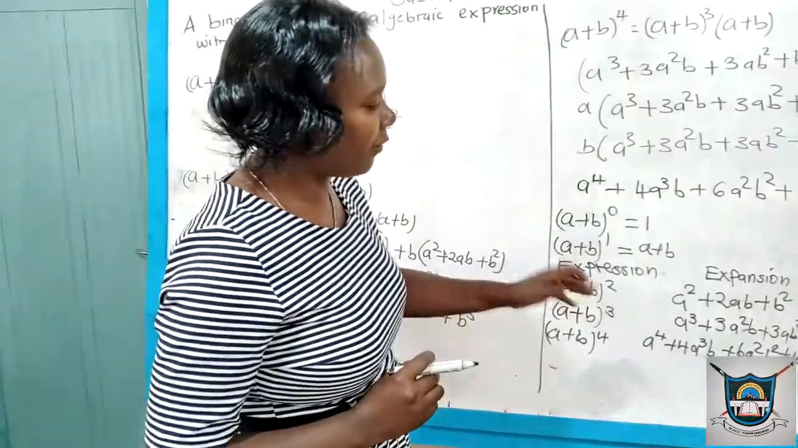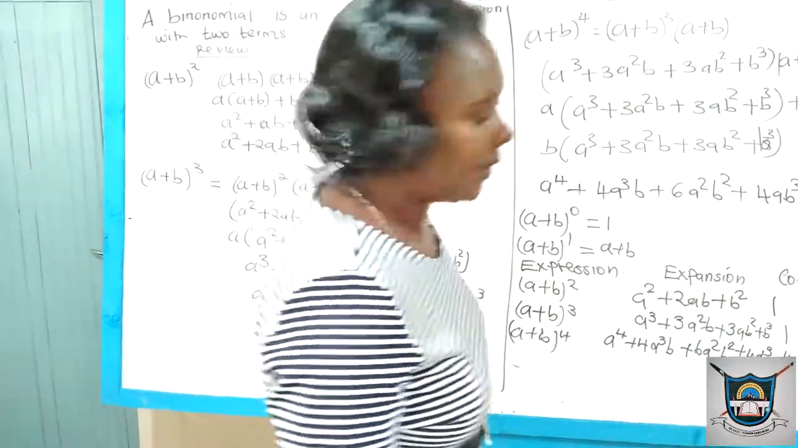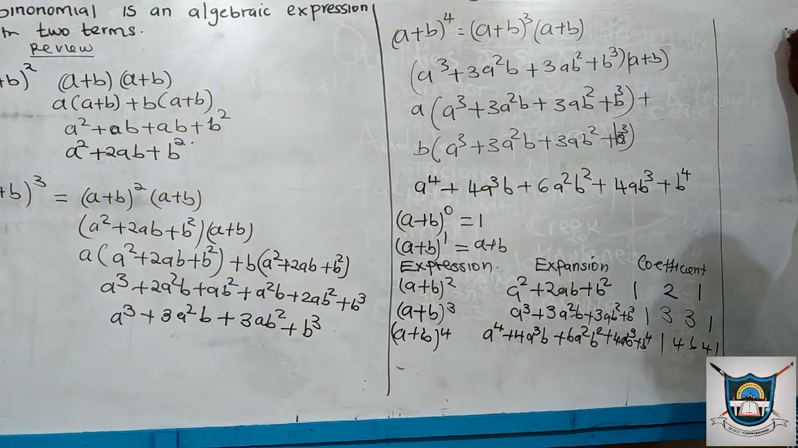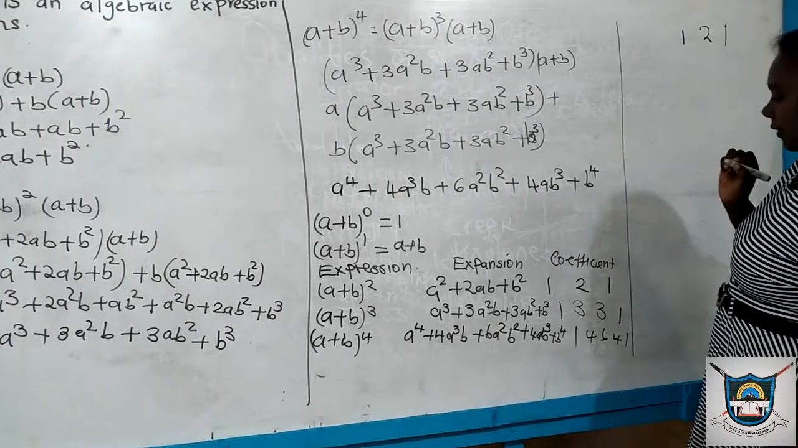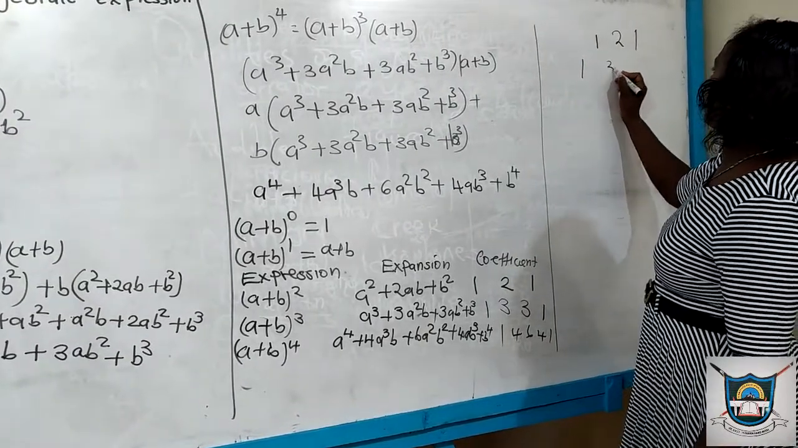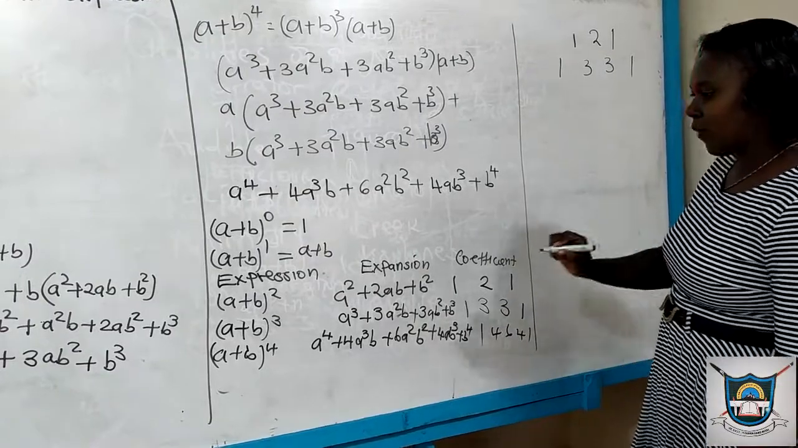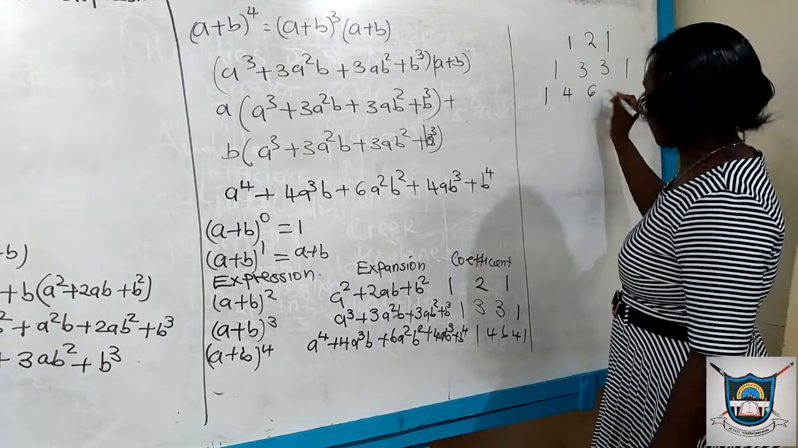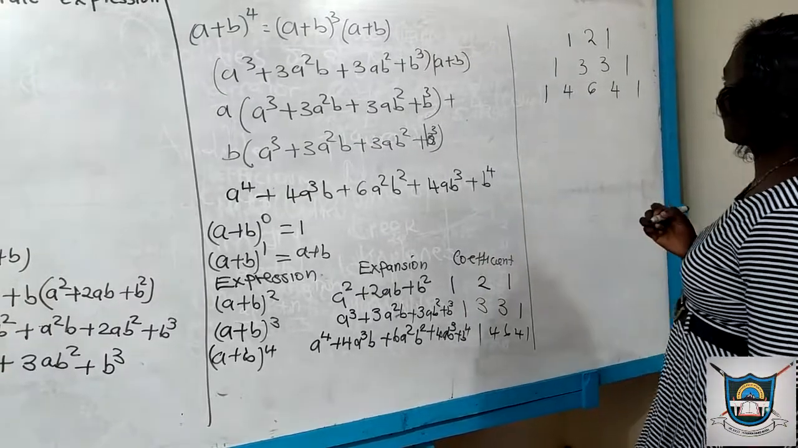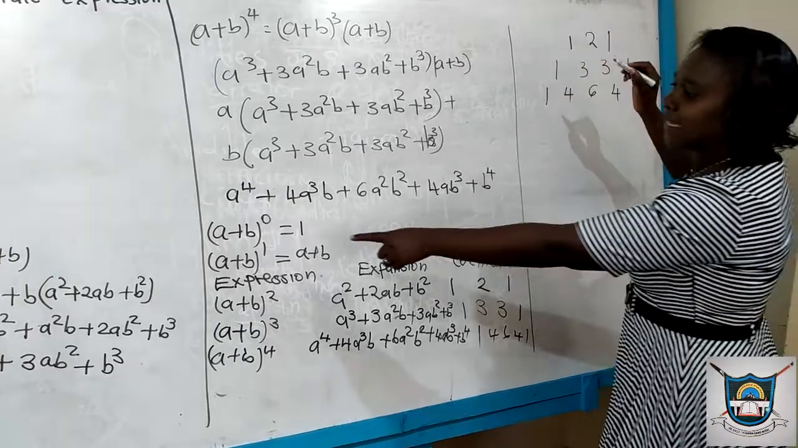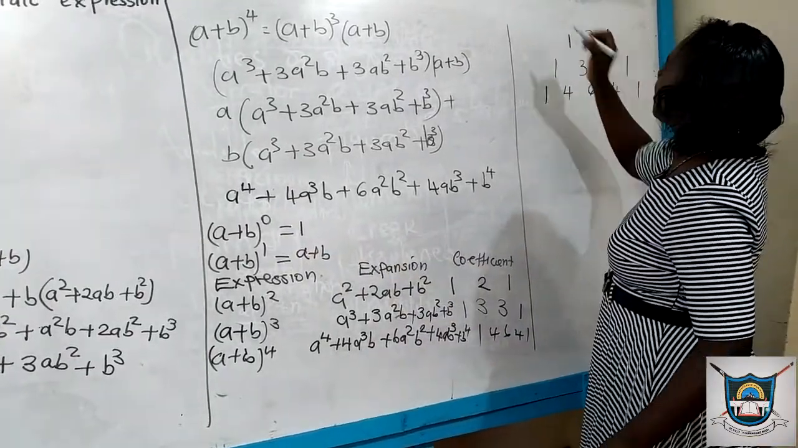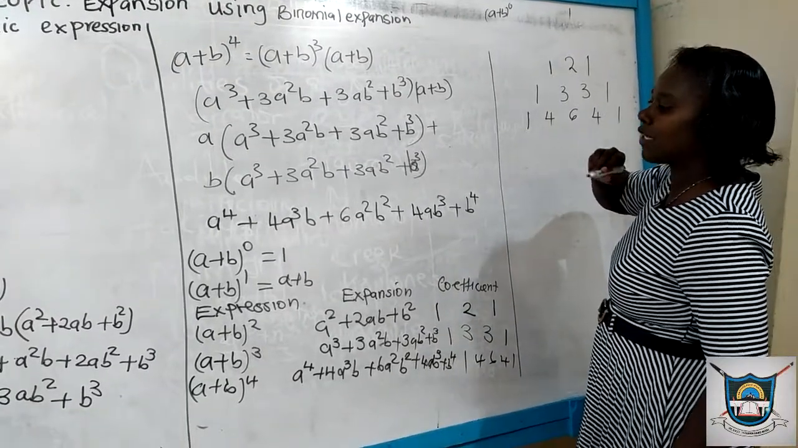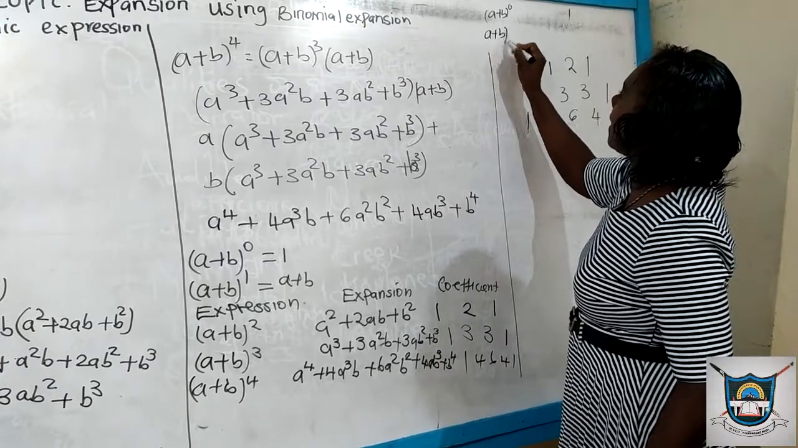If we look at that, and if we write them here, we will have the coefficients. We have 1, 2, 1. We have 1, 3, 3, 1. And the one for (a + b) to power 4 is 1, 4, 6, 4, 1. How do we get them? We already said that (a + b) to power 0 is 1. So the first one for (a + b) to power 0 is 1, because any number to power 0 is 1. Then we have the one for (a + b) to power 1.